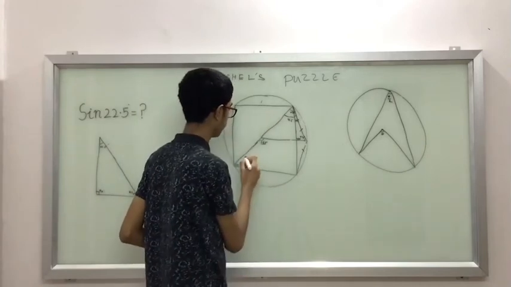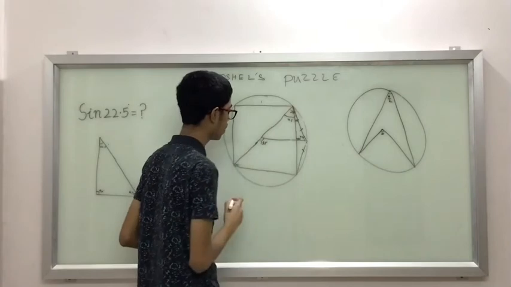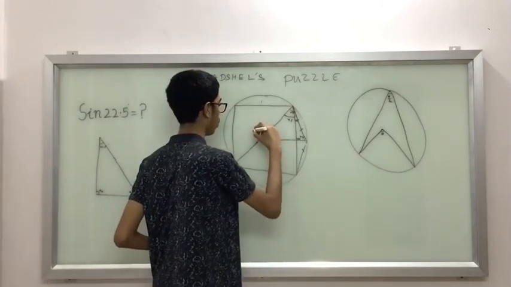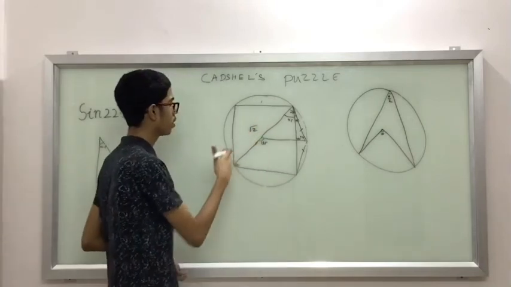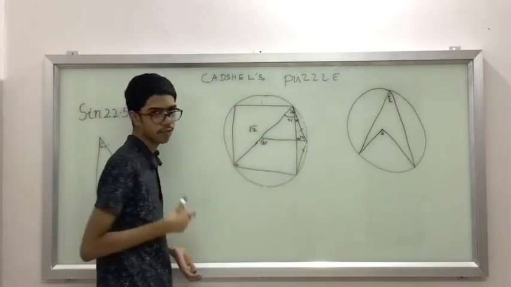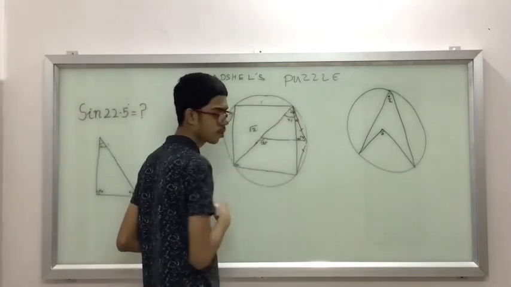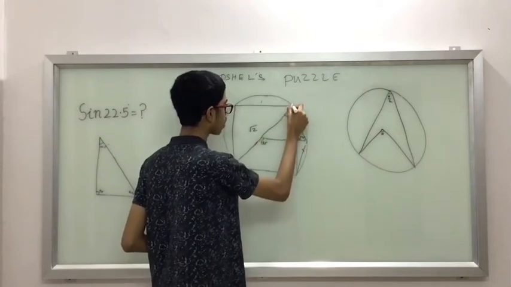If this is 1, then what is the length of the diagonal? The length of the diagonal is root 2. Because 1 and 1, the square root of 1 square plus 1 square is equal to root 2. Then this whole length is root 2. I know that now. Then what is this length?